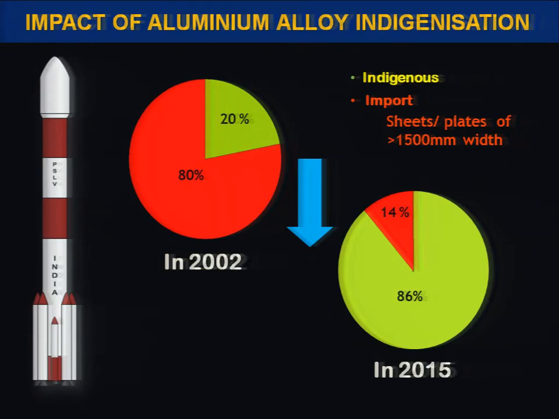Now this slide shows you, actually in 2002, we started with hardly 20% of these aluminum alloy based materials being indigenously done, and today we have reached around 86% of the aluminum material being done indigenously.